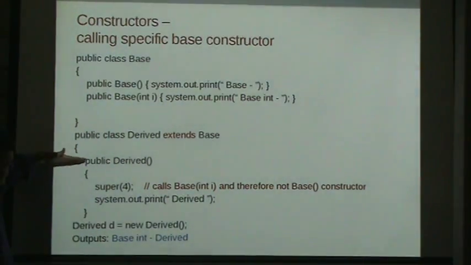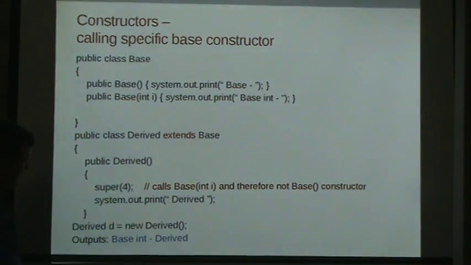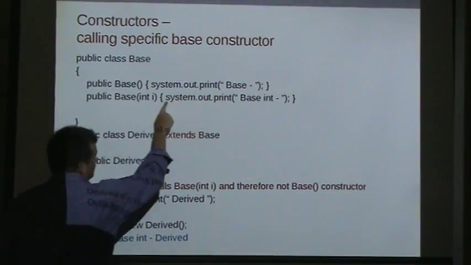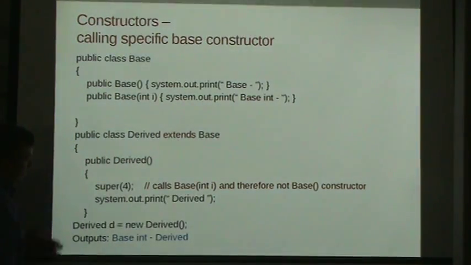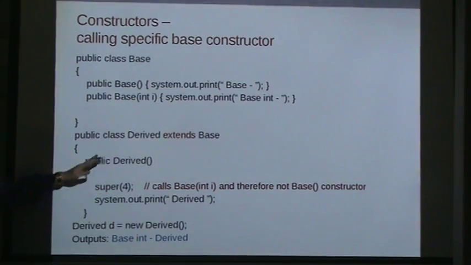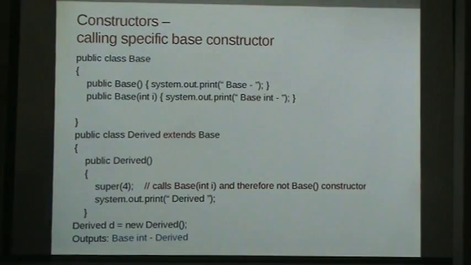So the rules are for constructors of derived classes, you can explicitly call the constructor of the base class and pick which one you want. By putting a number 4 here, you're saying, I want to run this one, and therefore not this one. And then the next thing that's going to happen is whatever instructions come after the call to the base class.